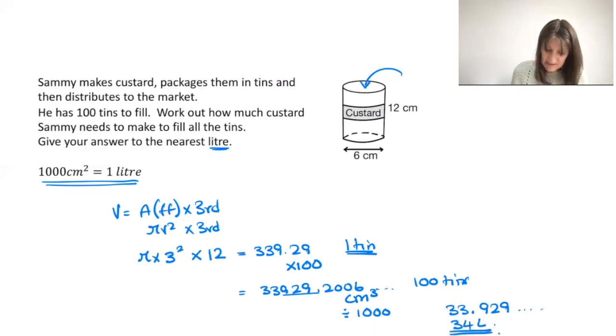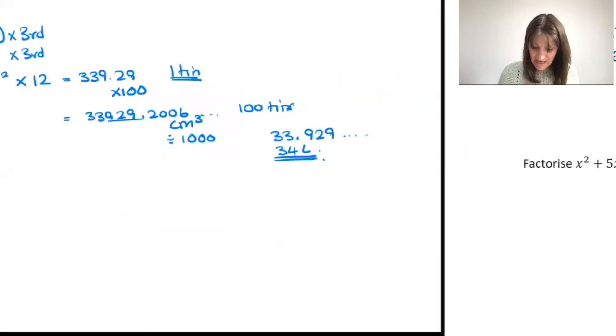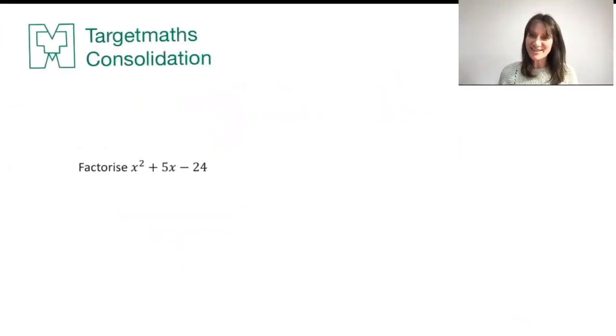I've just noticed a slight error. Can you see it? It says centimetres squared there, and that should say centimetres cubed. Okay, it will definitely say centimetres cubed on your paperwork. Okay, so 34 litres is the answer there. All right, your very, very last question. Hit pause and press play when you're ready.